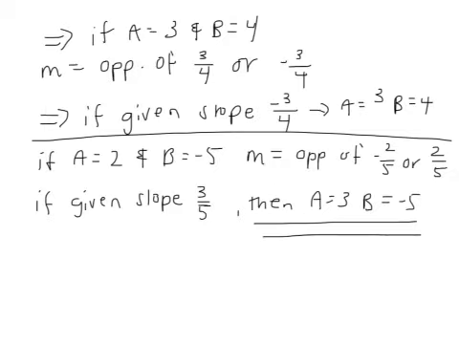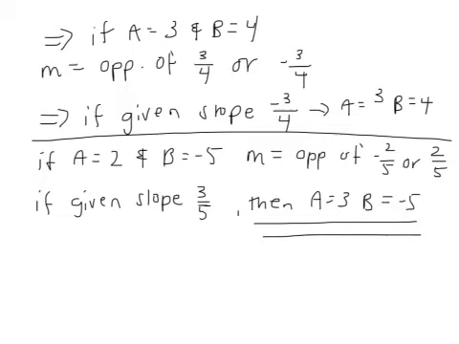This last slide is a brief overview in case you were confused about determining the a and b values for a given slope. So we need to remember that m is the opposite of a over b. So if a equals 3 and b equals 4, m would be -3 over 4. If we are given a slope of -3 over 4, then we can determine that our a and b are both going to be positive, so +3 and +4.